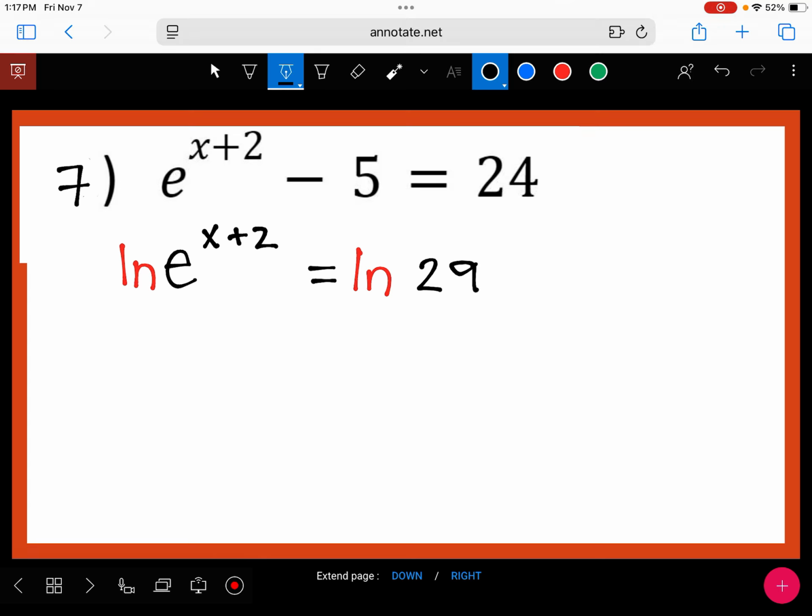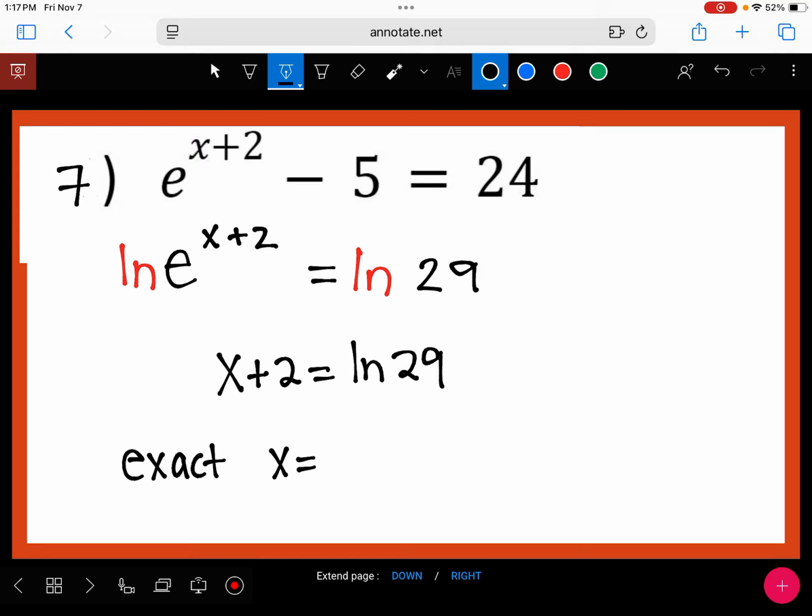So now that this is gone, this x plus 2 is not an exponent anymore. It comes down. So we have x plus 2 equals the natural log of 29. All right, we're not finished though. Now we got a plus 2. So we got rid of the E. Now we have to get rid of the positive 2. How do we get rid of the positive 2? Subtract it. So here's your exact answer.